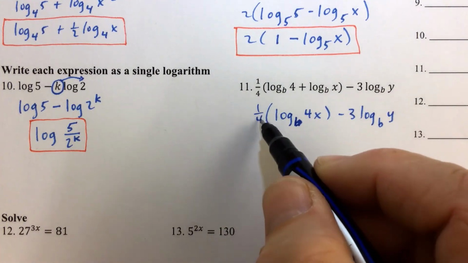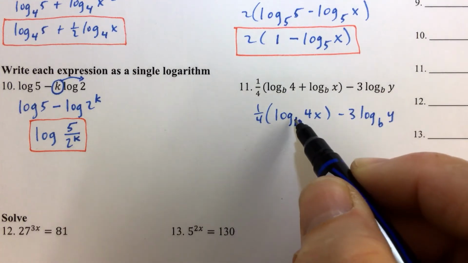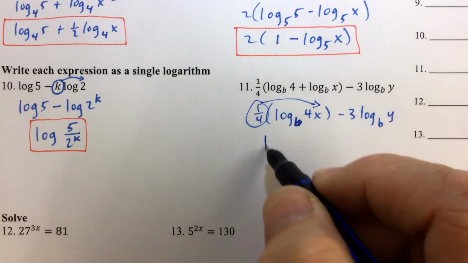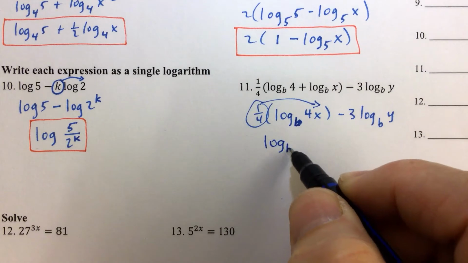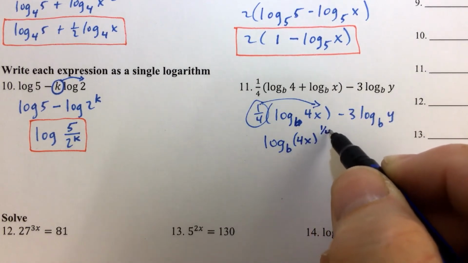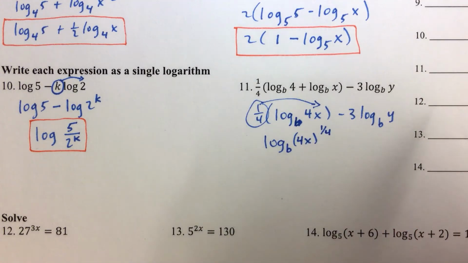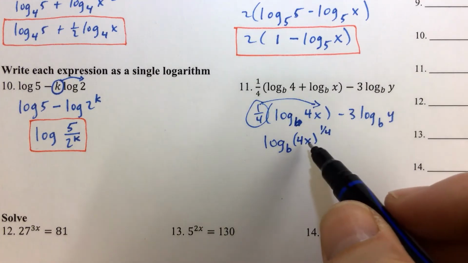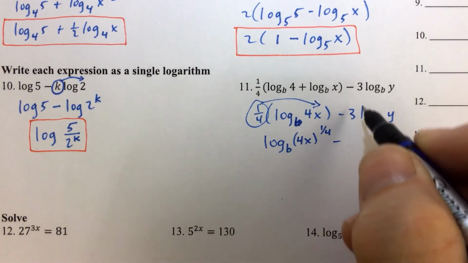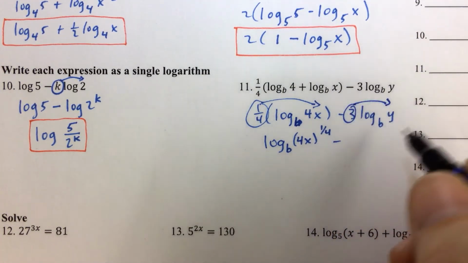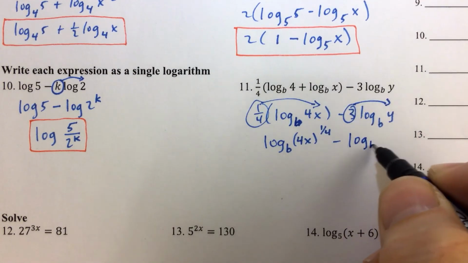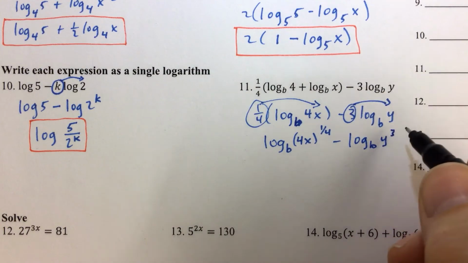Now that we have the 1/4 in front of the log, we can move that again to the exponent position. But be really careful here. The log base b of the entire argument, which is 4x, is being raised to the 1/4 power. So you have to be careful about that. Don't just raise the x to the 1/4. Make sure you put parentheses around the 4x. And then we're also going to move this coefficient to the exponent position and write this as log base b of y to the 3rd.